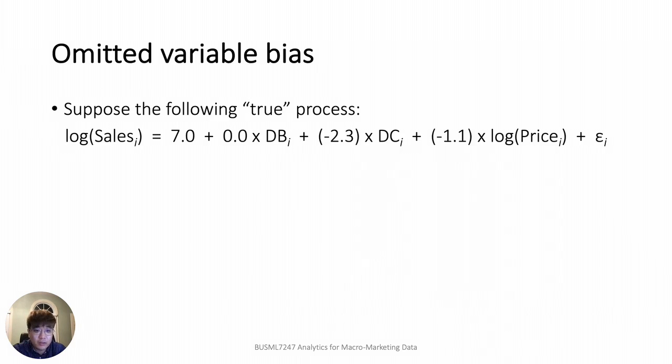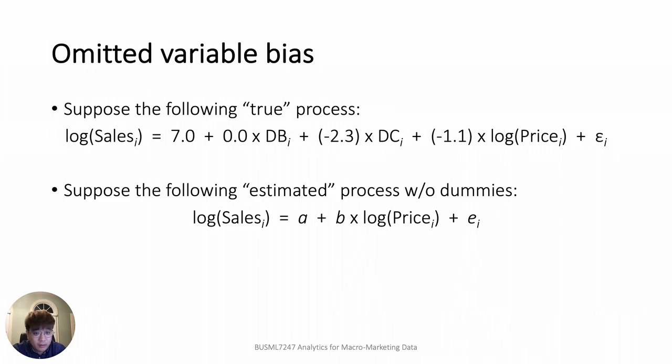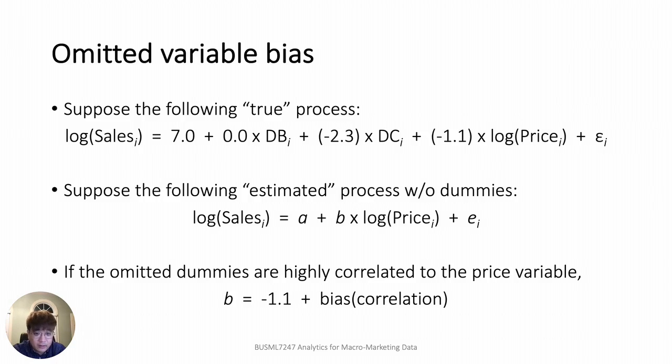Suppose the following true process, but the dummies were missing in the model estimated. Then beta significantly deviates from its true value if the omitted dummies are highly correlated to the price variable.